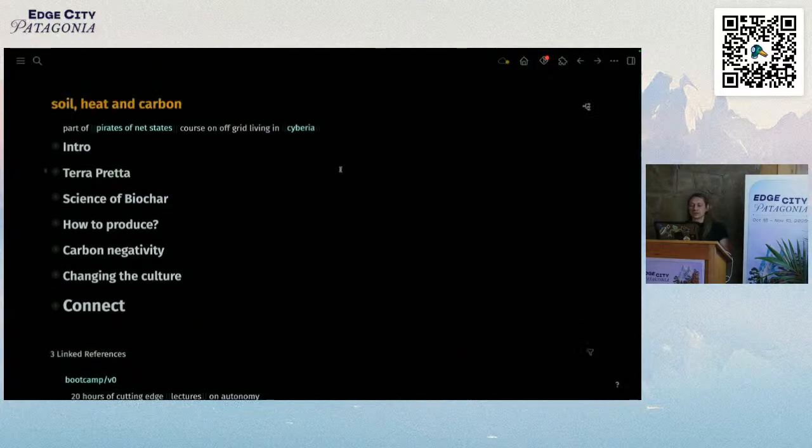As I know, your project is now in Bali, and in Bali, if you put a stick into the ground, it grows. Why do you need biochar there? Does it grow even faster with biochar?